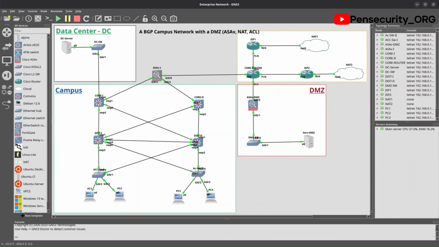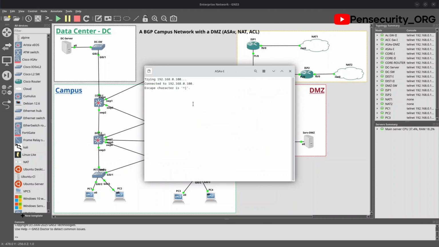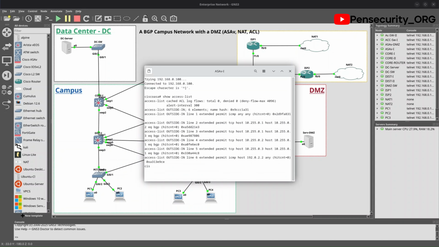Then the next one is to check our access control list. What are we securing? That is one important thing. So this is show access. So I want to check for the access control list. Also show access list. Yes.